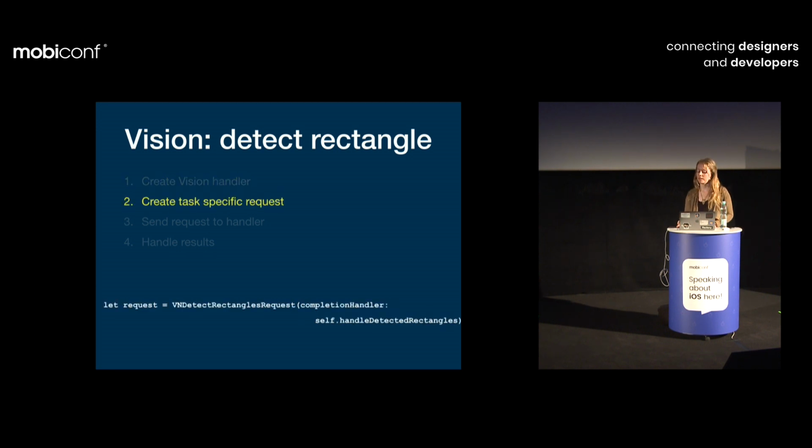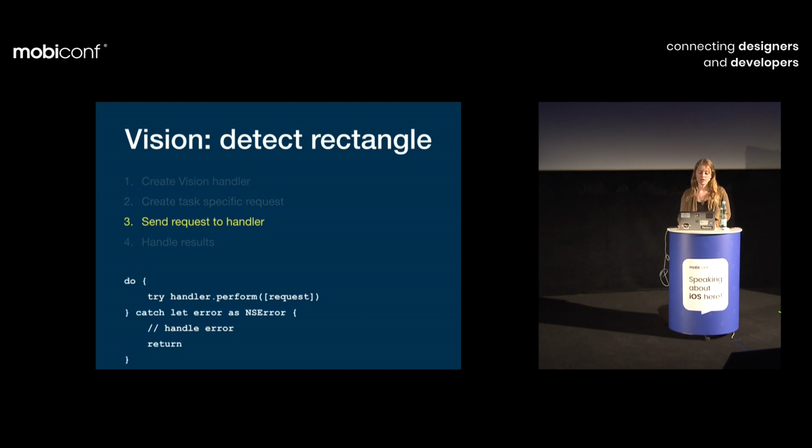The next step is creating this task-specific request. So all you need to do is create the request in Vision that is relevant to whatever task you're trying to do. So we're trying to detect the box, which is the rectangle detection. So we create a VNDetectRectanglesRequest. If you're trying to detect faces or something else in Vision, there's an analogous request for each of those. We have to give it also the completion handler, so it knows what to call when we get the request back.